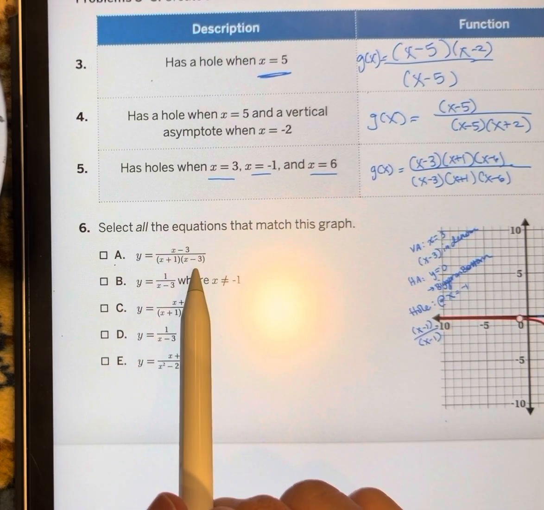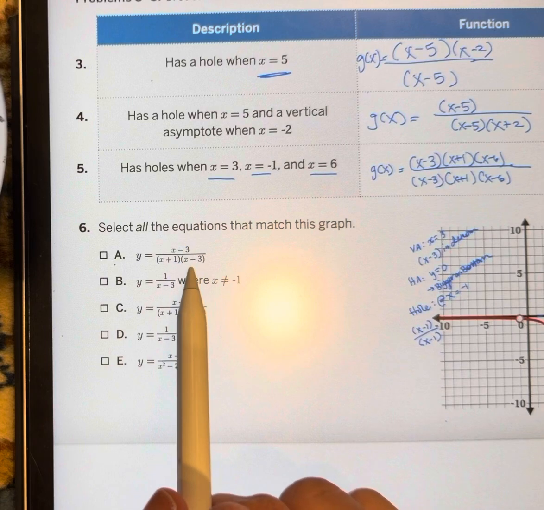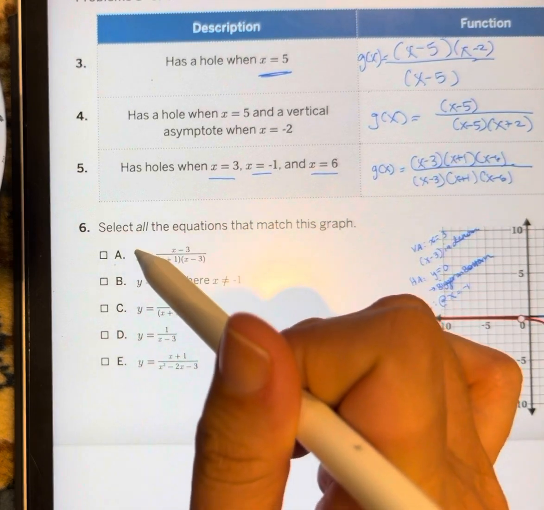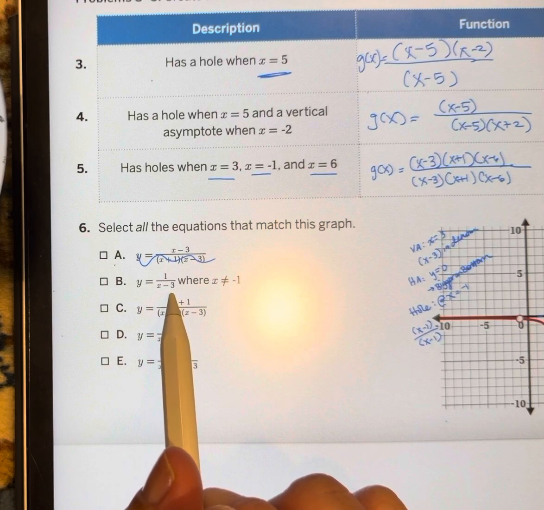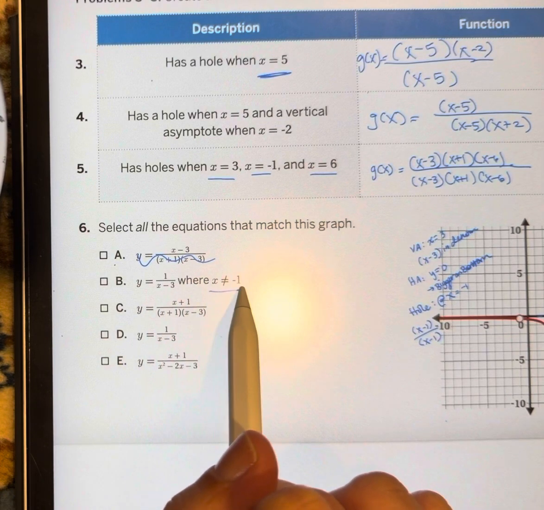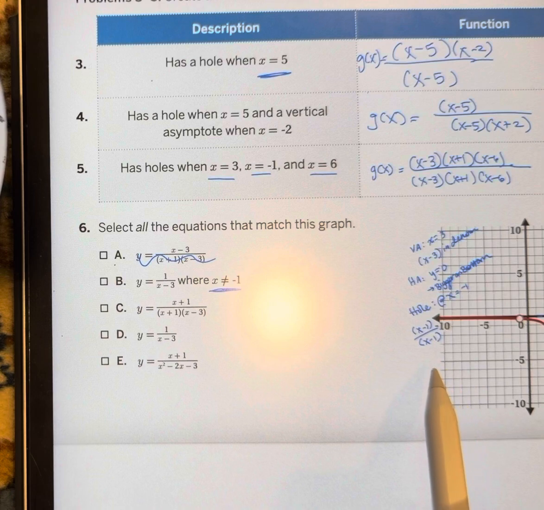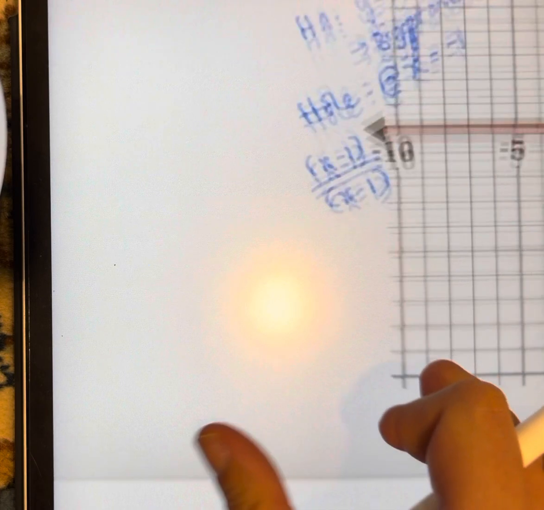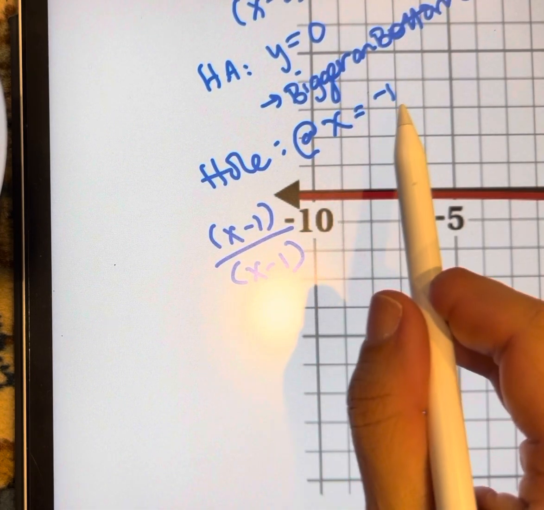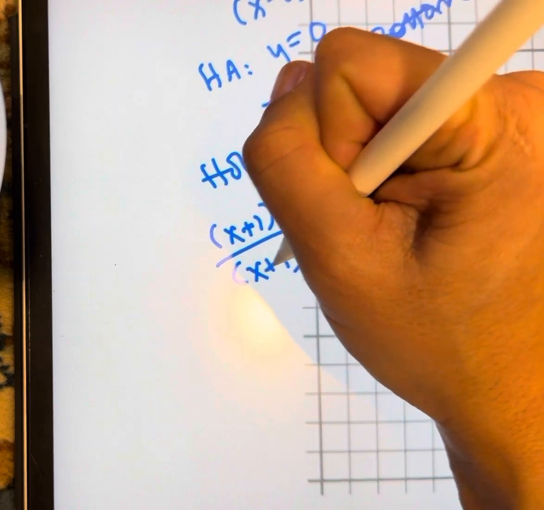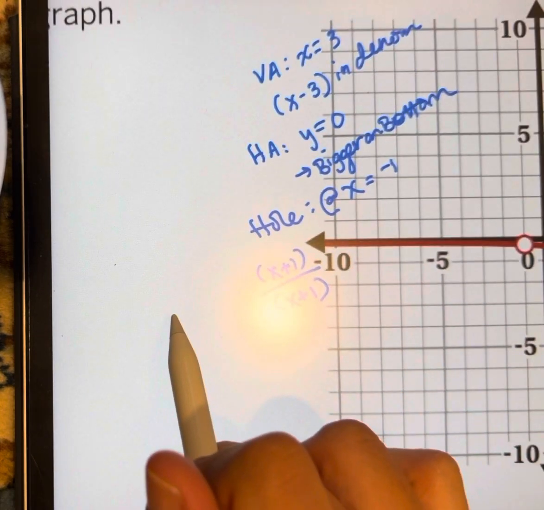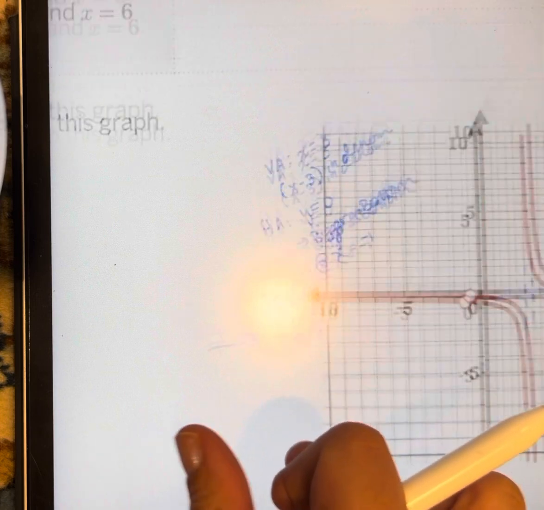Ooh, we want an x minus 3 and an x minus 3. These cancel, so this cannot be it. This is bad. 1 over x minus 3, where x cannot be negative 1. Oh my god, I just realized I'm so wrong. A hole at x equals negative 1 means I need x plus 1 right here. Sorry, you guys. Correction. Big correction.